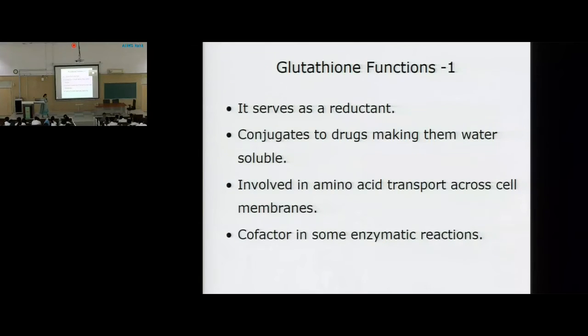So what are the functions? It will easily donate its hydrogen. So the glutathione in this structure, because of cysteine, has an SH group, and this SH group will donate the hydrogen and it will act as a reducer.